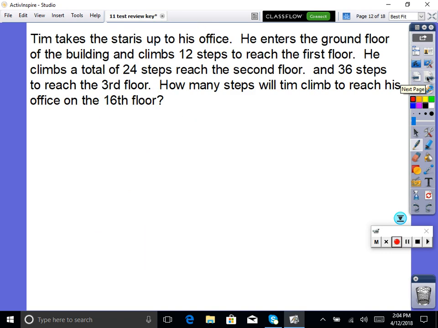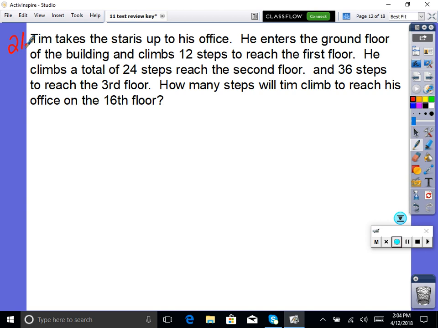Okay, so now let's go to this one, number 21. It says, Tim takes the stairs up to his office. He enters the ground floor of the building and climbs 12 steps to reach the first floor. He climbs a total of 24 steps to reach the second floor and 36 steps to reach the third floor. How many steps will Tim climb to reach the office on the 16th floor?